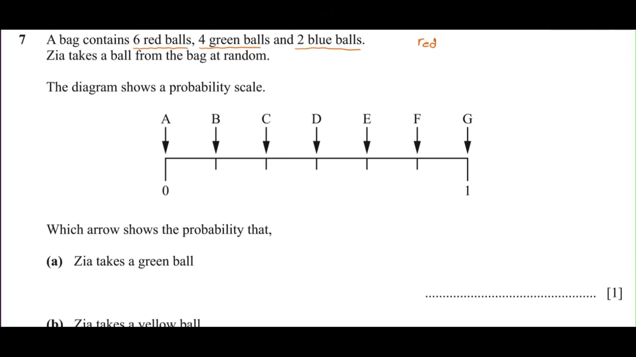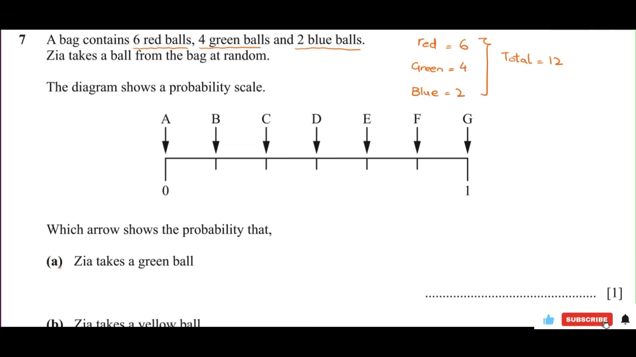Red are 6, green are 4, and the blue are 2. 6, 4, 2. And what is the total of all balls? So the total is 6 plus 4 is 10, and 10 plus 2 is 12 total balls.